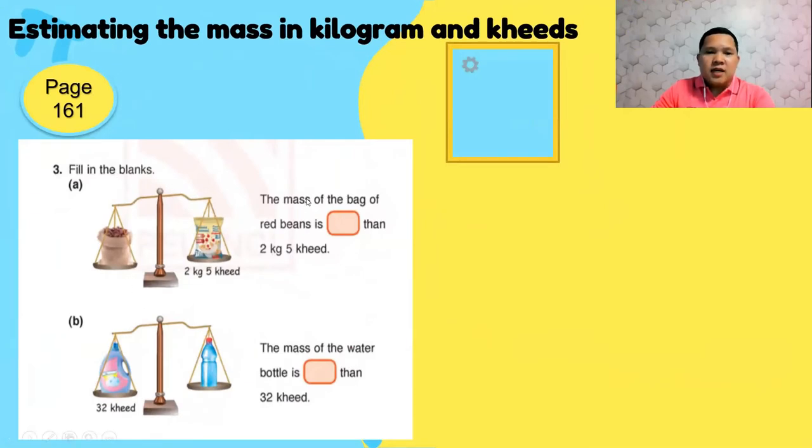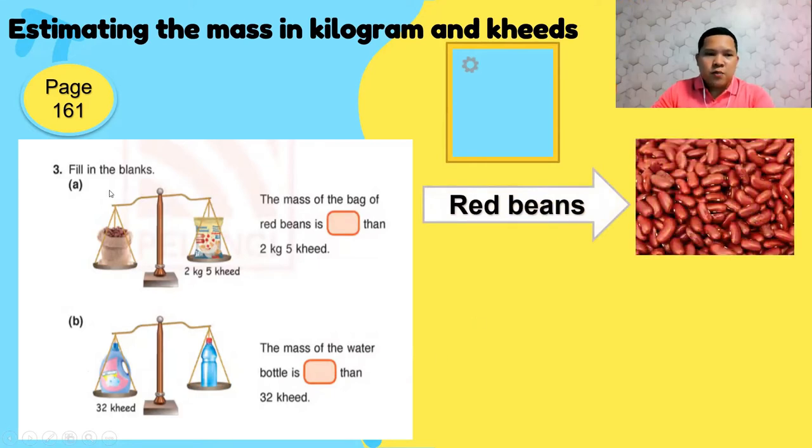Fill in the blanks. The mass of the bag of red beans is blank than 2 kilogram and 5 kid. Letter B, the mass of the water bottle is blank than 32 kid. Now we'll see. Look at picture letter A. Are they balanced? Like, are they the same? No, right? This is lower. This is higher. For letter B, this is also lower and this is higher. They are not balanced. They're not the same. By the way, when you say red beans, class, it looks like this for letter A. Mass of red beans, like this one.